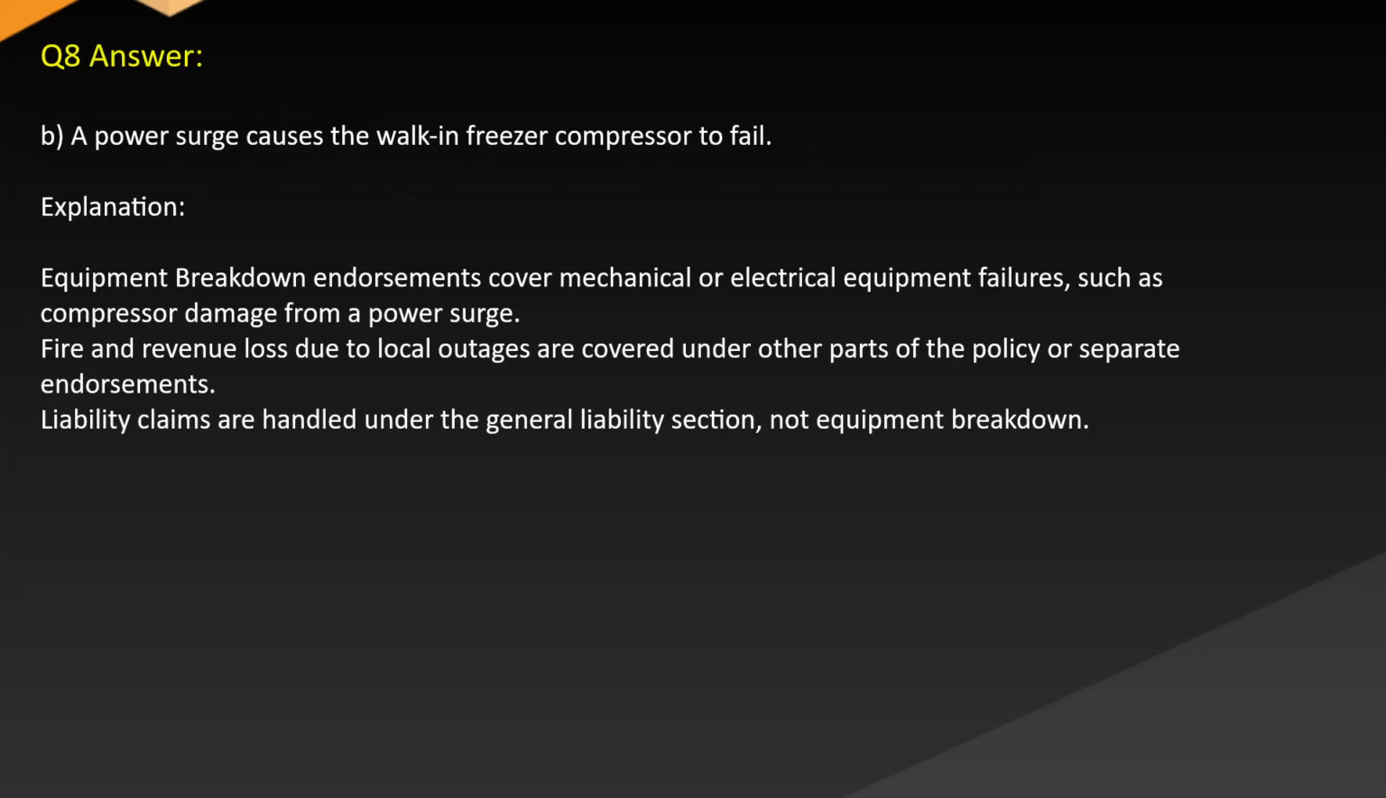Answer: B. A power surge causes the walk-in freezer compressor to fail. Explanation: Equipment breakdown endorsements cover mechanical or electrical equipment failures, such as compressor damage from a power surge. Fire and revenue loss due to local outages are covered under other parts of the policy or separate endorsements. Liability claims are handled under the general liability section, not equipment breakdown.